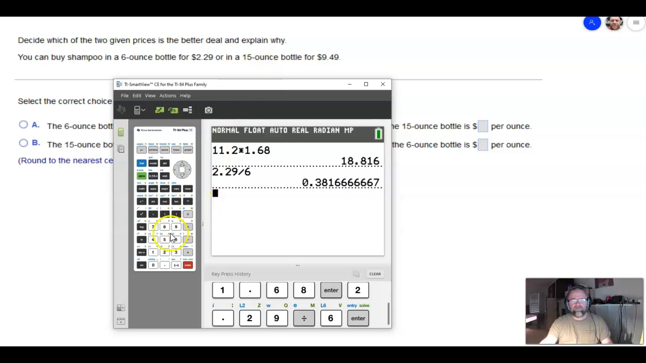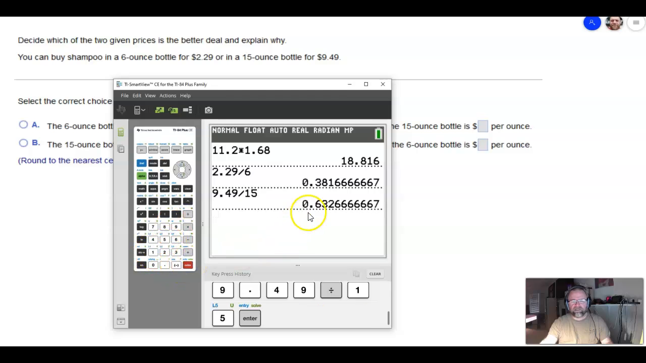We'll do the same thing with the 15-ounce bottle. So we're going to take the 9.49 and divide by that 15, and that'll give us the cost in ounces. So that one's about 63 cents an ounce.